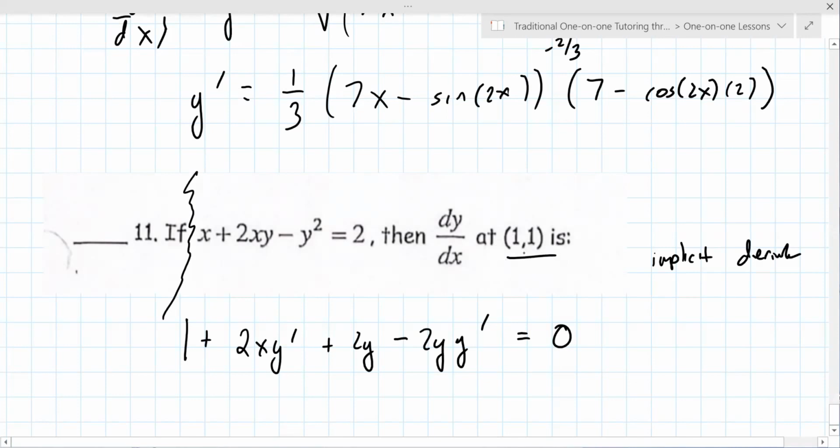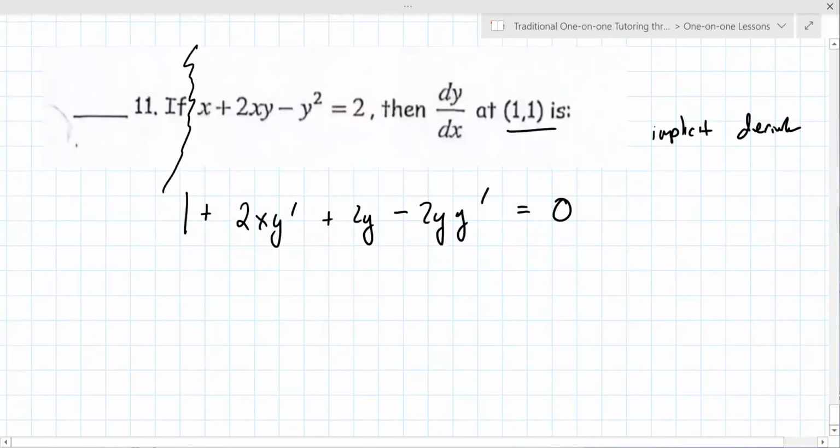So actually I take that back. Some students put the numbers in at this step, which might make sense actually, but usually they ask you to find dy dx, then put the numbers in. Maybe that was unnecessary, but you could say, okay, 1 plus 2 times 1 y prime plus 2 times 1 minus 2 times 1 y prime.